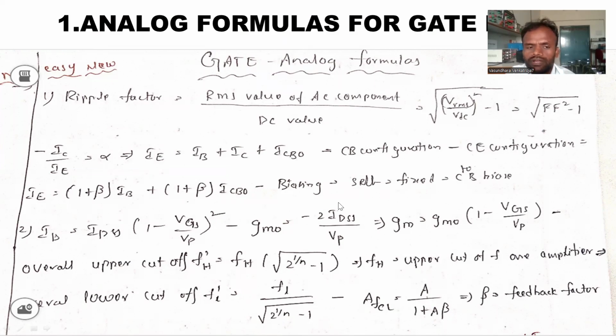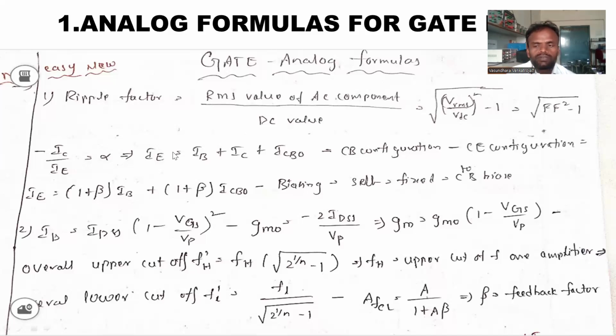Okay. So I would like to explain these GATE formulas for the analog subject. So, ripple factor. Ripple factor is a shortcut formula, so it will be helpful at the time of examinations. It is also very helpful for revision purposes.